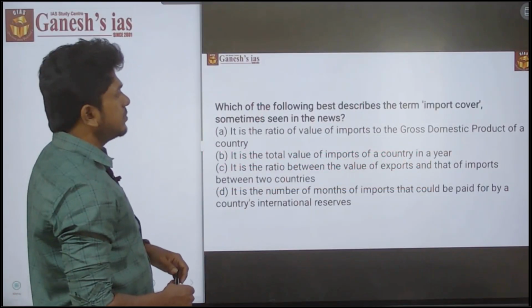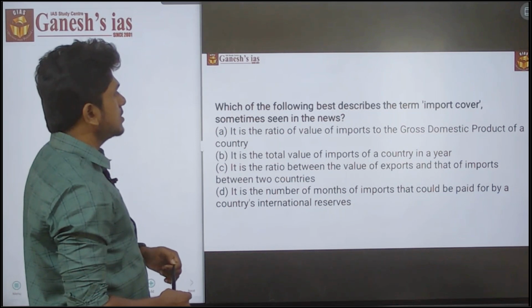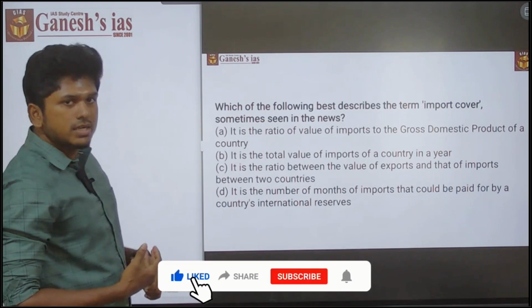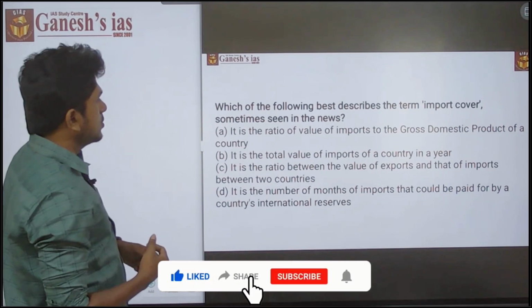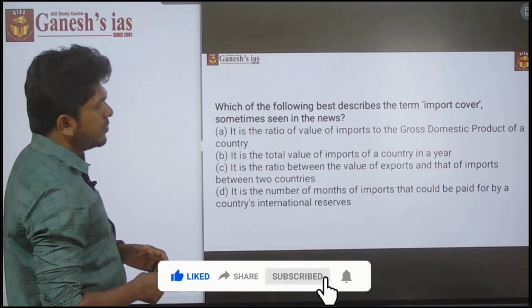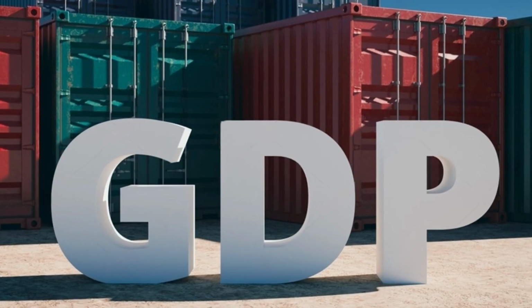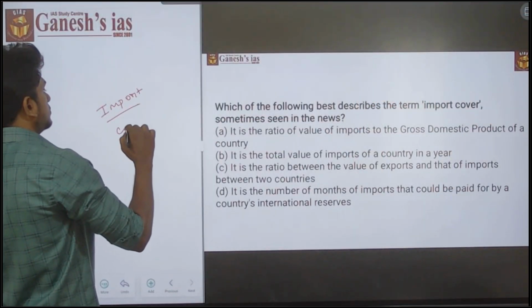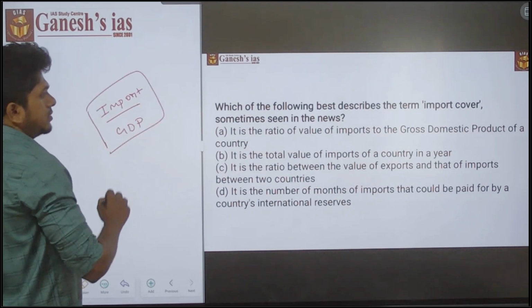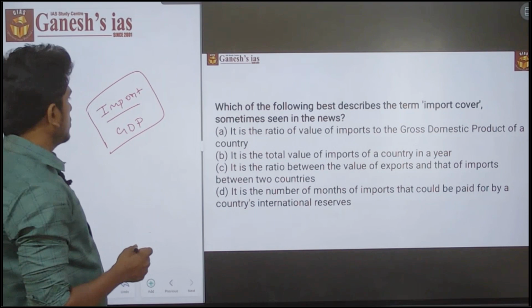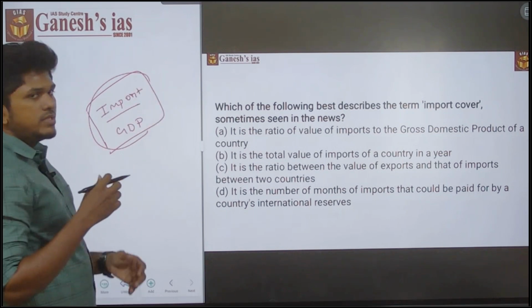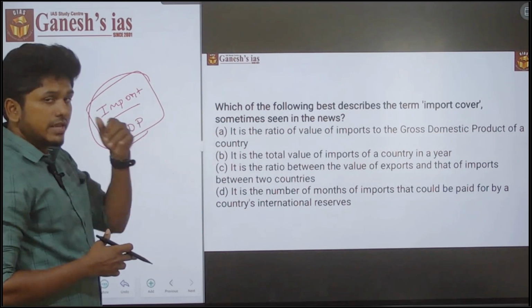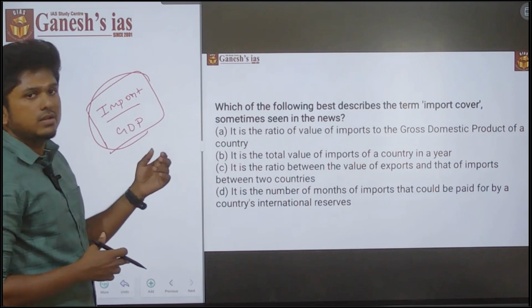Which of the following best describes the term import cover, sometimes seen in the news? By logical thinking, you can go for an answer. First statement: it is the ratio of the value of import to the GDP of the country. But it is saying import cover, and this only speaks about how much GDP we are losing due to the import. So by that you can say that it is not A.